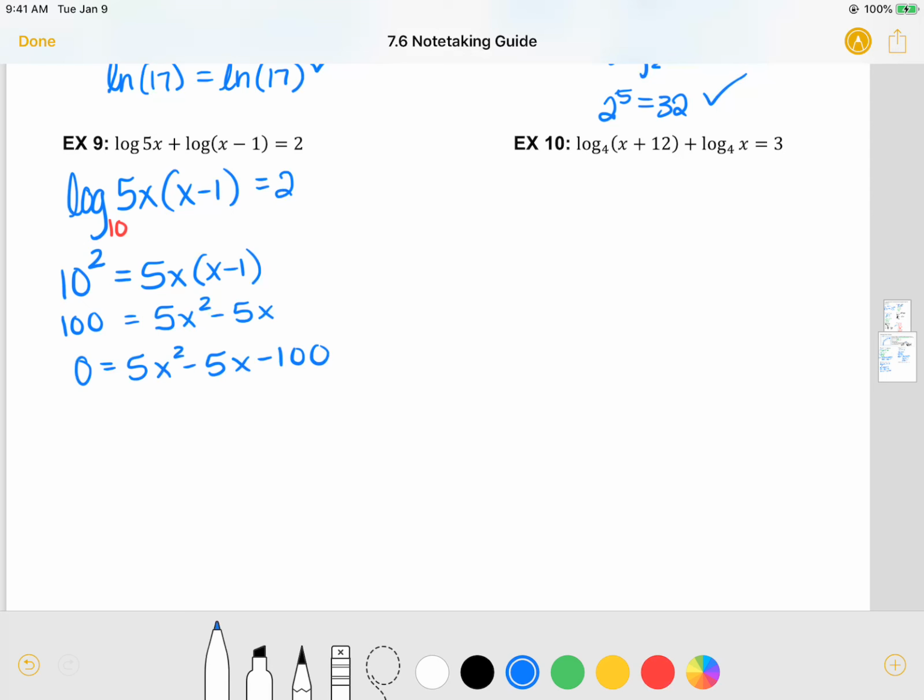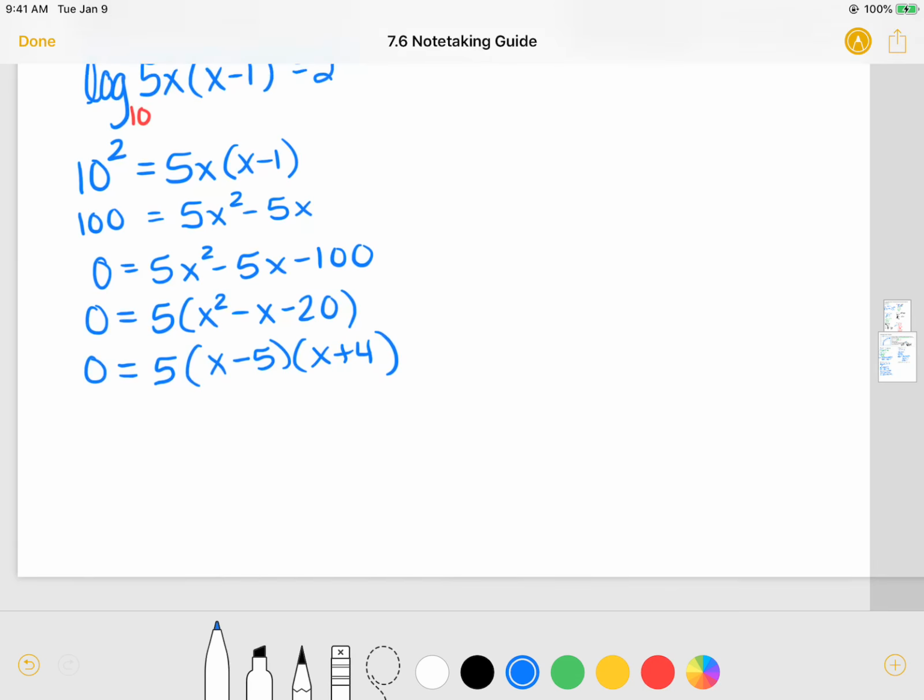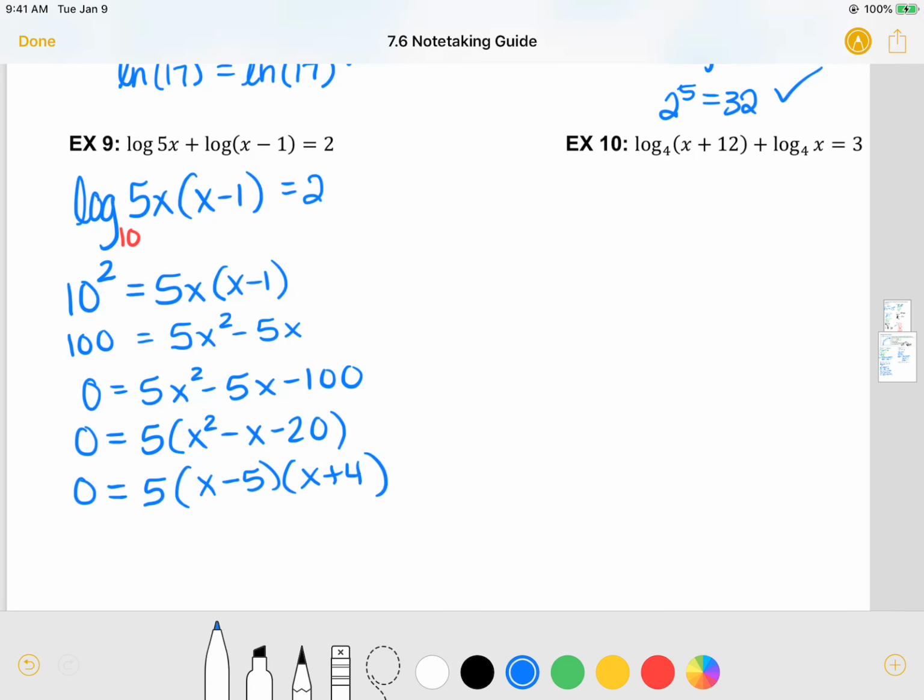So I want to subtract 100 from both sides. Okay, and now let's see if we can factor it. So the first thing we should do is pull out a 5. Okay, and that's going to give us x squared minus x minus 20. And now we can factor it into x minus 5 times the quantity of x plus 4. Okay? So the zero product property then says that our solutions are going to be positive 5 and negative 4.